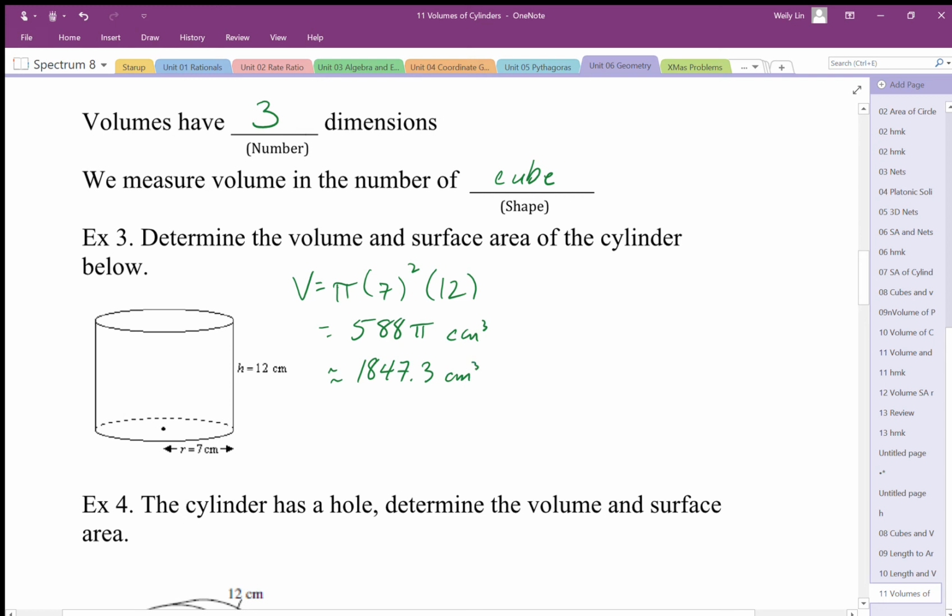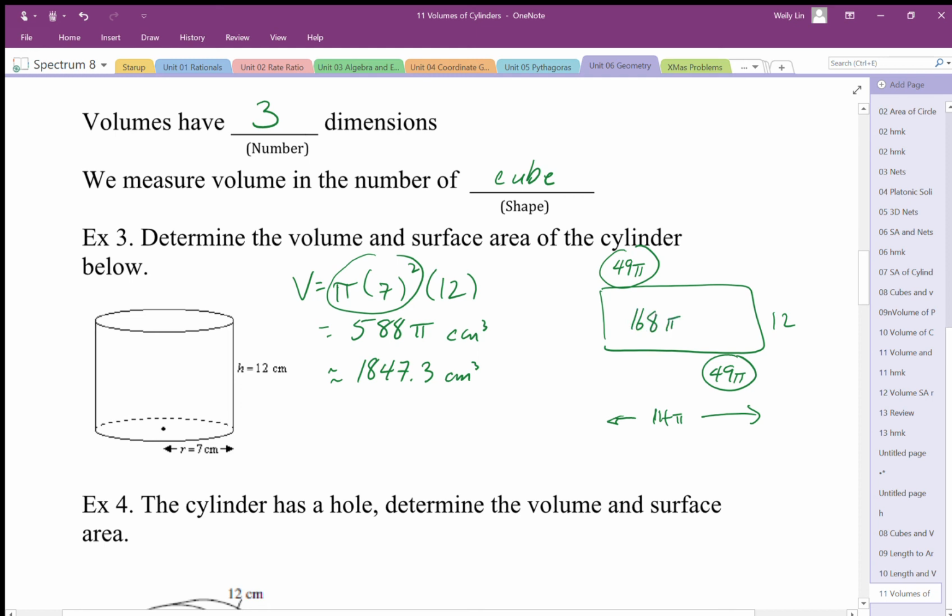To determine the surface area of this, we just need to make sure we get all the surfaces of our net. This is going to be pi r squared, so we're going to end up with 49 pi here, 49 pi here. That's the circle area that we use for the volume as well. Then we're going to take the circumference, which is 14 pi. Double the radius times pi gives us the circumference, which ends up being the length here, times the height. So 14 times 12 is going to give us 168 pi.